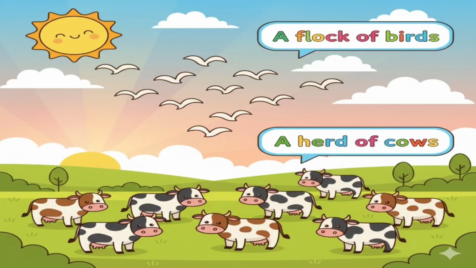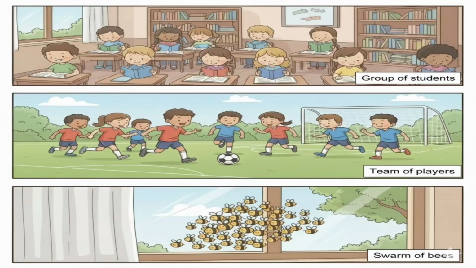Now let's explore collective nouns through a short story. Early in the morning, a flock of birds flew across the sky. Below them, a herd of cows grazed in the field. In the classroom, a group of children read from a library of books. Outside, a team of players practiced football. Suddenly, a swarm of bees buzzed by. So many collective nouns, each showing a group.